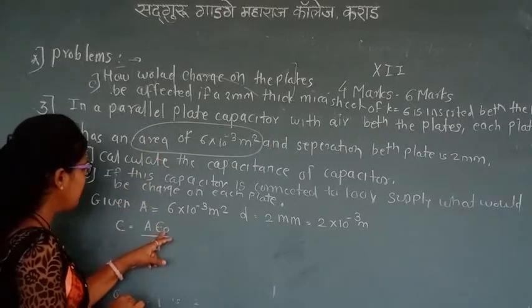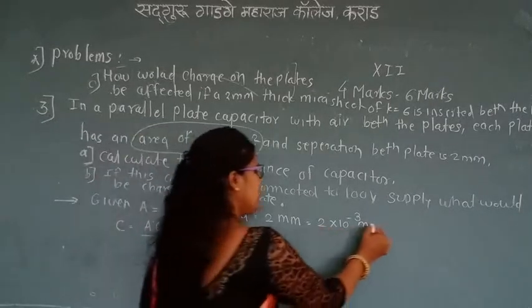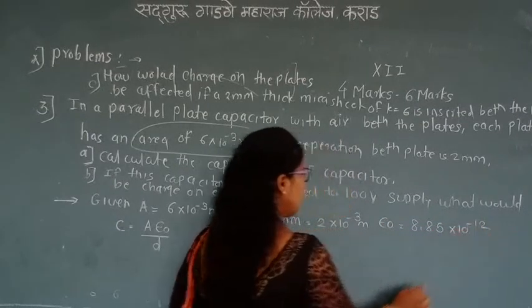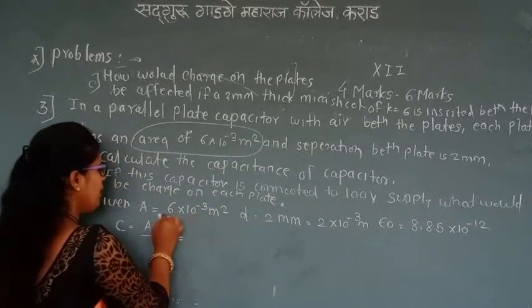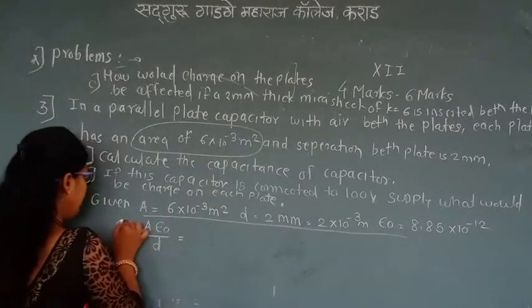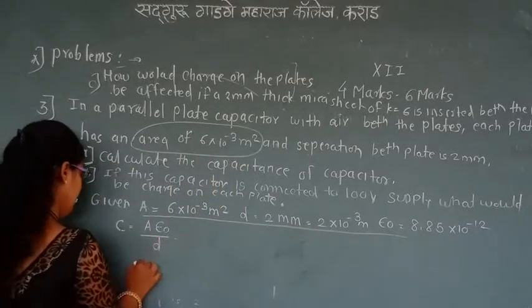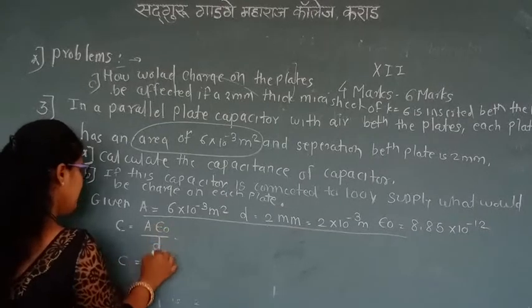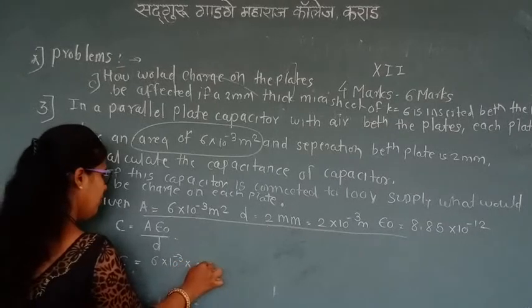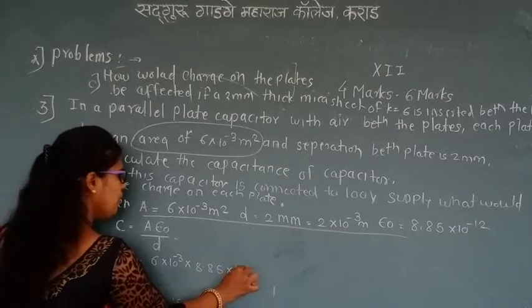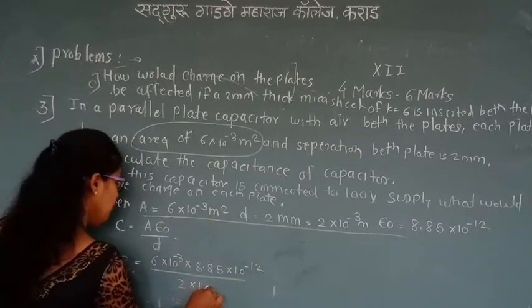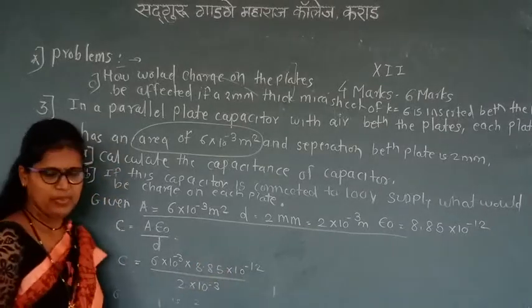The area is given, and the value of epsilon naught is 8.85 × 10^-12. We substitute the values of all these quantities to get the capacitance of the capacitor. Therefore, C = (6 × 10^-3 × 8.85 × 10^-12) / (2 × 10^-3), where A is 6 × 10^-3 and D is 2 × 10^-3.